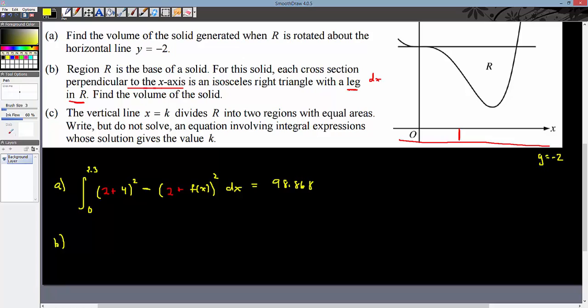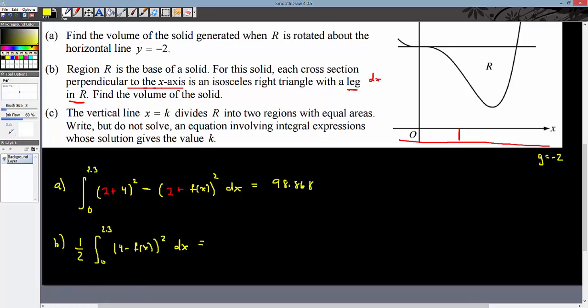Okay. I'm going to throw a 1/2 on the outside, and I'm still going to integrate from 0 to 2.3. And now I'm going to subtract the 2. And then dx. And that is going to equal whatever my answer is. Now, how did I do that? Well, one, you can commit the 1/2 to memory if you want.